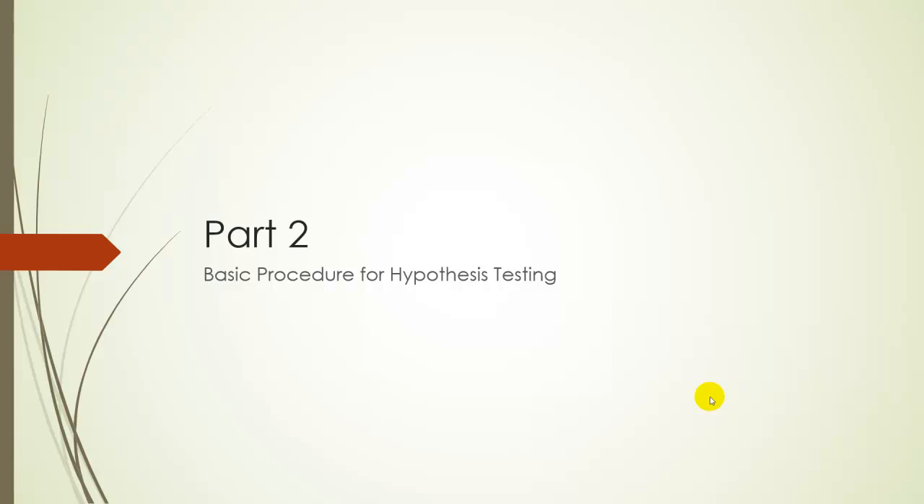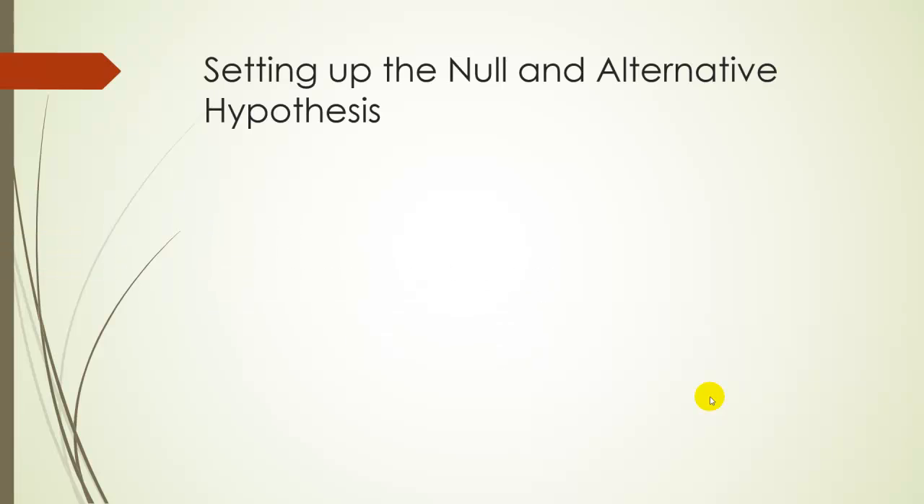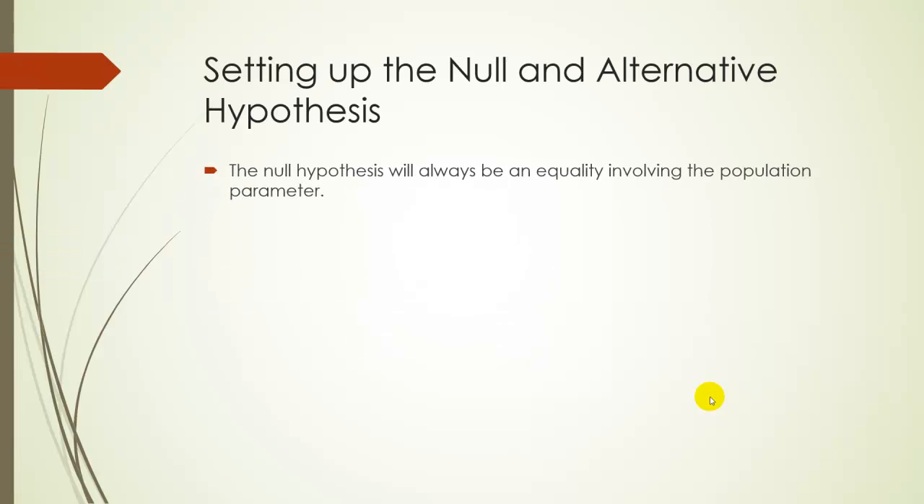Okay, for part 2, we'll talk about the basic procedure for hypothesis testing, and we'll go through one example as well. So let's talk about setting up the null and alternative hypothesis. We're going to do several different examples of hypothesis testing here, some of which we'll explore further next week. So the null hypothesis is always going to be an equality involving a population parameter.